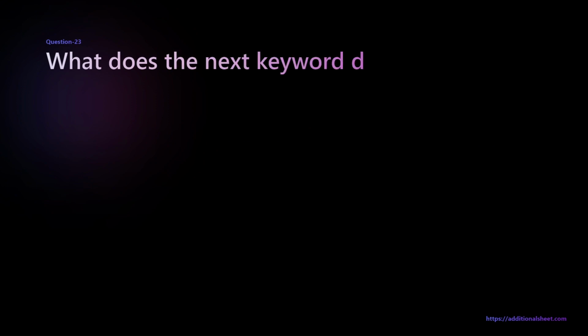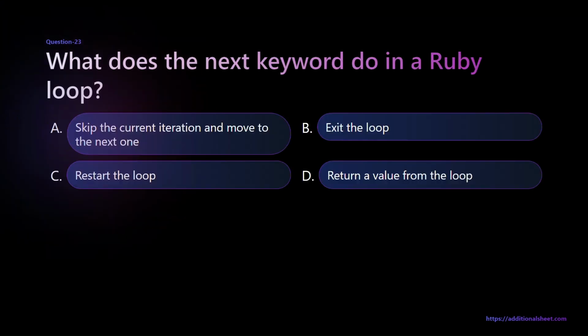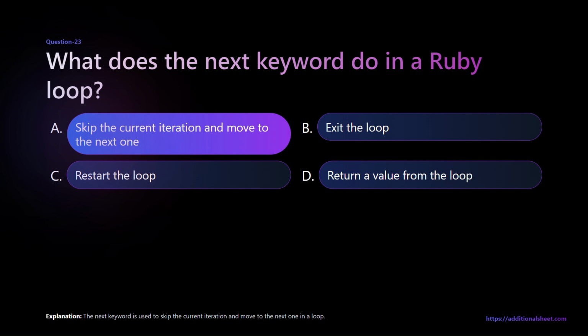What does the next keyword do in a Ruby loop? Option A, skip the current iteration and move to the next one. Option B, exit the loop. Option C, restart the loop. Option D, return a value from the loop. The correct answer is option A. Skip the current iteration and move to the next one.